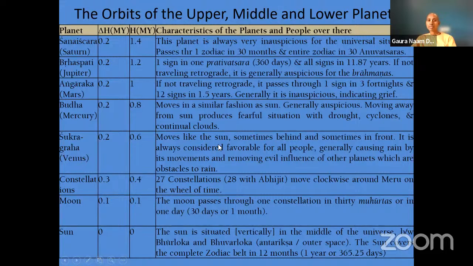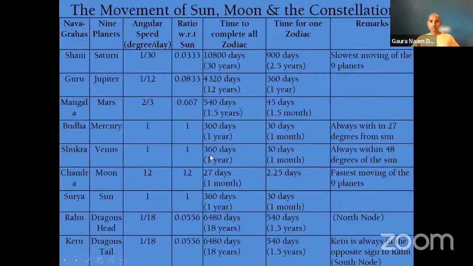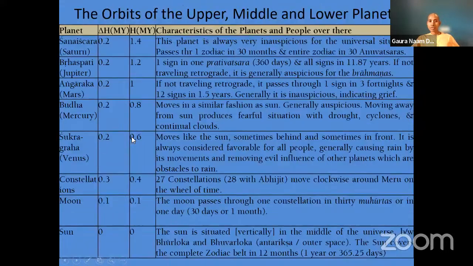Shukra Graha is mentioned to move like the sun, sometimes behind and sometimes in front. It is always considered favorable for all people, generally causing rain by its movement and removing the evil influence of other planets which are obstacles to rain. So this Shukra Graha is said to be an auspicious graha, and it moves with the speed of the sun. So that means it's almost equal to the sun's speed. Wherever the sun is, it is always within 48 degrees of the sun, because both are moving at the same speed. So that is Shukra Graha.